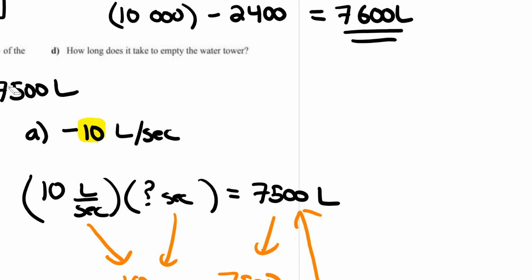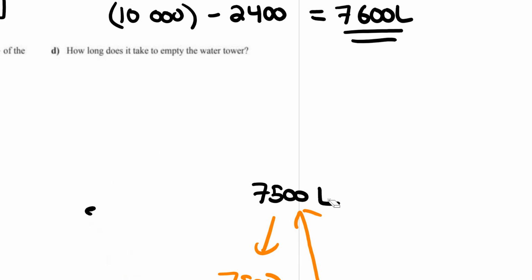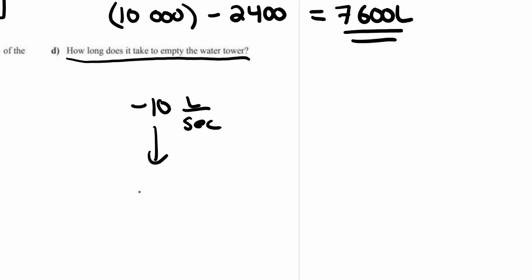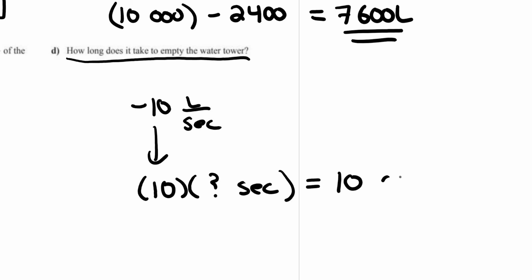Okay, final problem, question D. Let me erase all this and create some space here. How long does it take to empty the water tower? Very similar to question C, we want to have 0 liters. We're definitely losing 10 liters per second, so the question is, how many seconds do you need to lose 10,000 liters, since there's 10,000 liters in the tank?